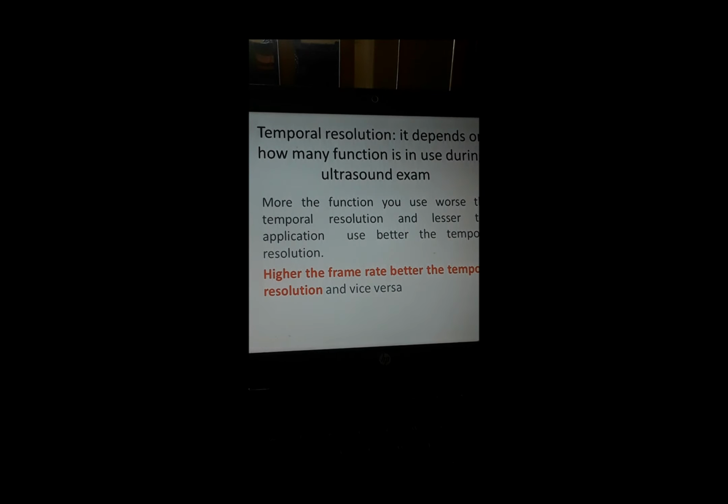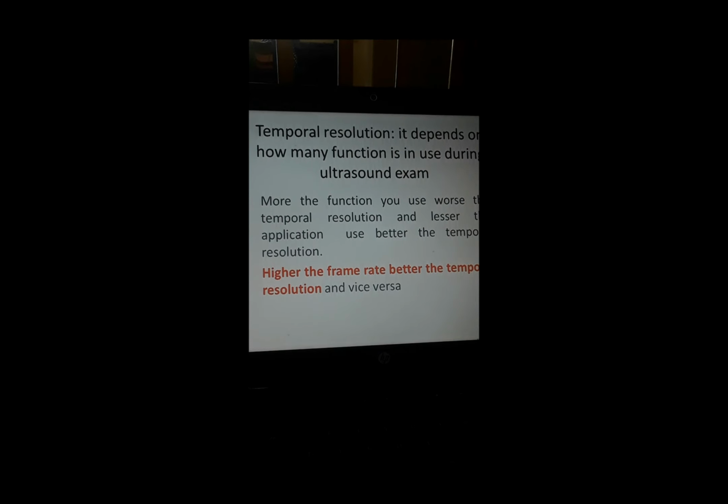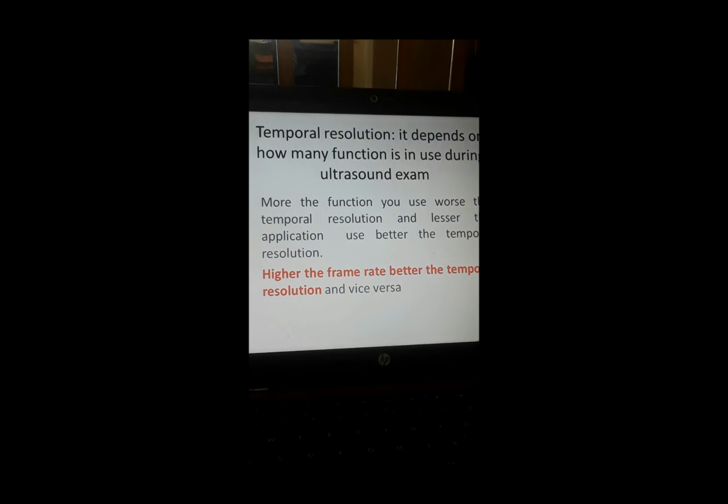Temporal resolution depends on how many functions are in use during the ultrasound exam. It means how the sonographer uses the machine. More functions means worse temporal resolution, and fewer functions means better temporal resolution. The higher the frame rate, the better the temporal resolution, and vice versa.